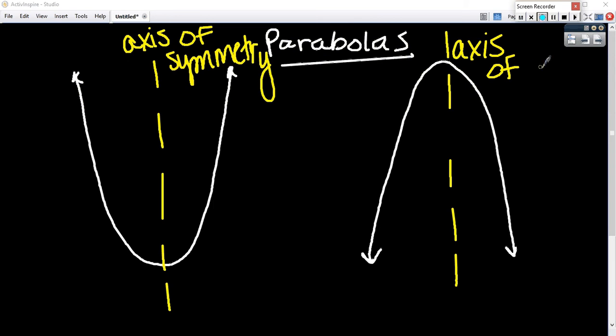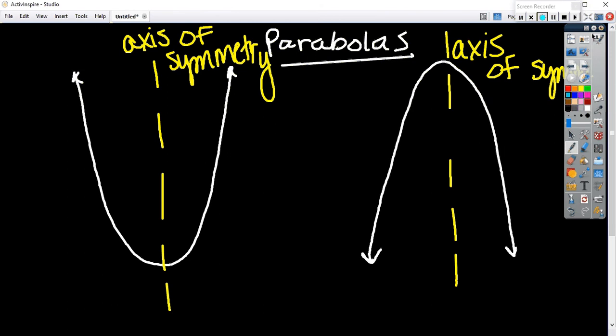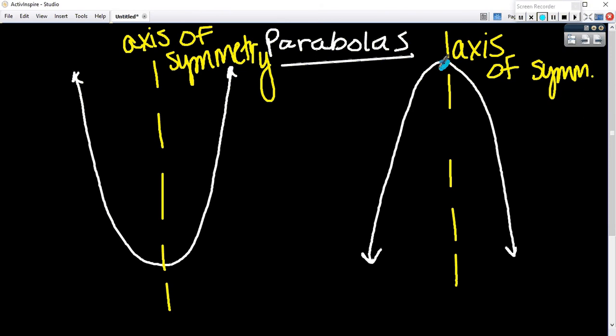All right. Symmetry. So through this axis of symmetry, it crosses the parabola at one point, and that point is very, very special. Does anybody know what that's called? You might not know this one. Vertex. Okay. It's the point where the axis of symmetry crosses the parabola.